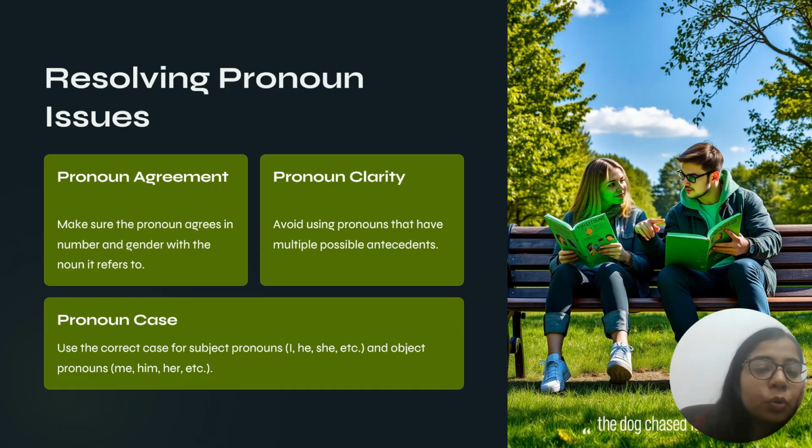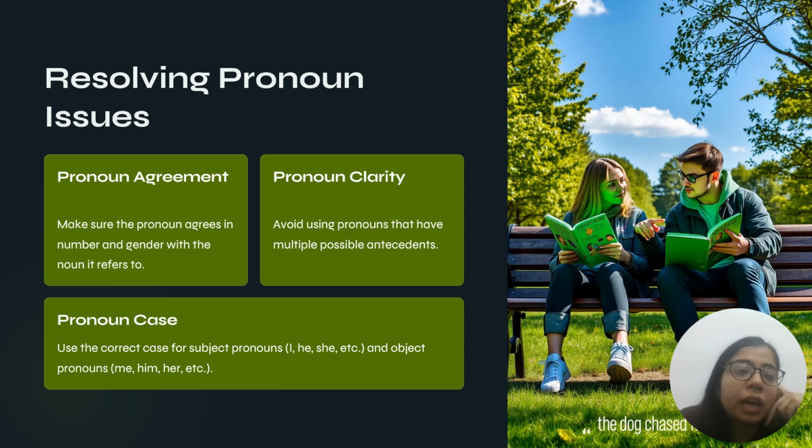Next is resolving pronoun issues. Make sure the pronoun agrees in number and gender with the noun it refers to. Suppose I say Rahul and Aarti were talking to each other. Now, if I replace Rahul and Aarti with pronouns and I say he was talking to each other, does it make sense? No, it doesn't make sense because there are two people, Rahul and Aarti. So we brought he for Rahul, but where is Aarti? She. So you have to check whether your pronoun agrees in number and in gender. So we'll say he and she were talking to each other.